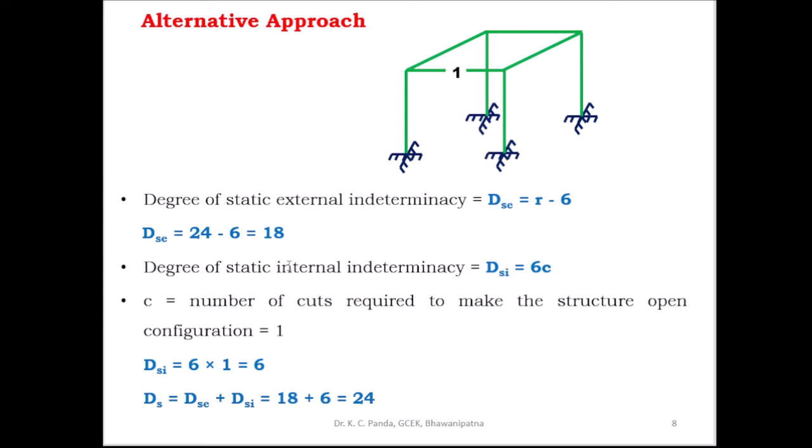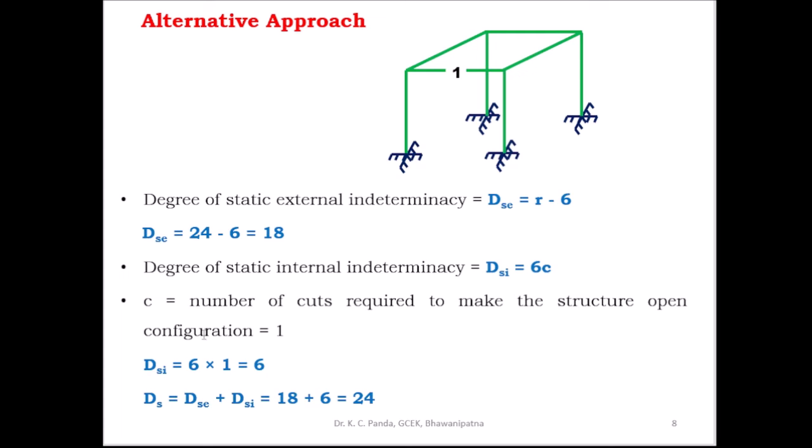Then find the degree of static internal indeterminacy. The degree of static internal indeterminacy DSI can be found using this expression. DSI is equal to 6 into C, where C is the number of cuts required to make the structure an open configuration. Here one cut is required, so C is equal to 1. Then DSI is equal to 6 into 1, that is equal to 6.